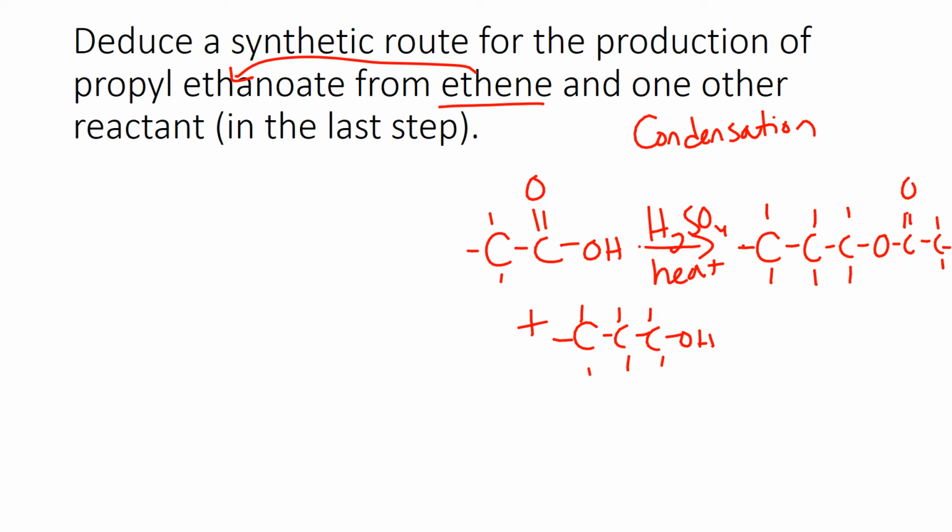Okay? Now I started with ethene. And somehow I got from ethene to ethanoic acid. All right, so this is going to be really similar to the last one in that we're going to have an oxidation step. So the step that leads to ethanoic acid is an oxidation. And again, that's an oxidation under reflux because we're getting to the carboxylic acid.